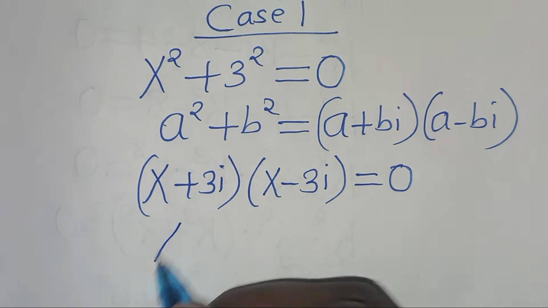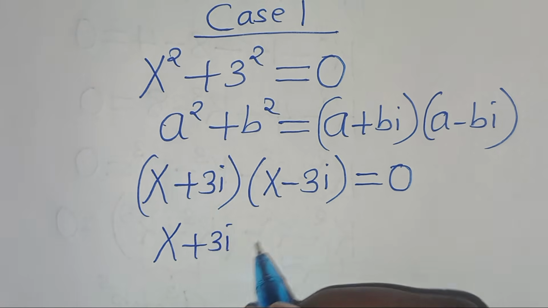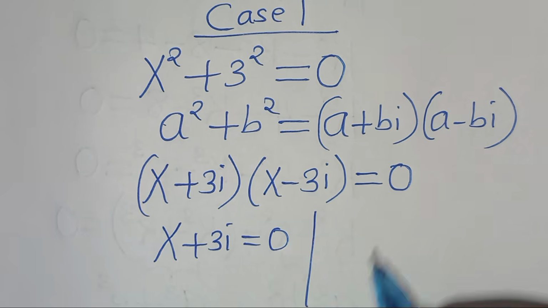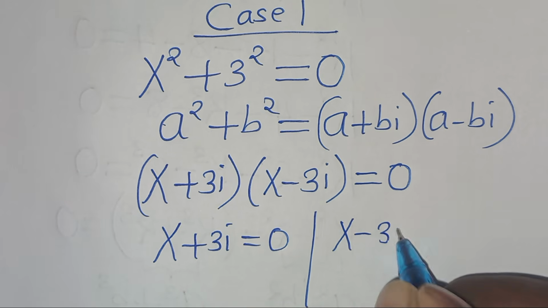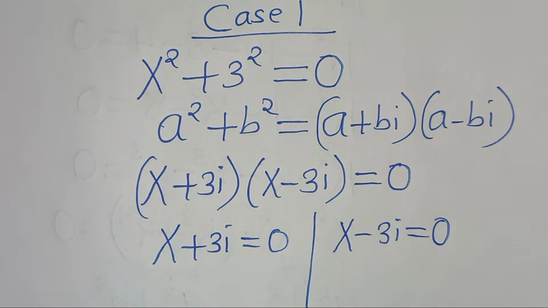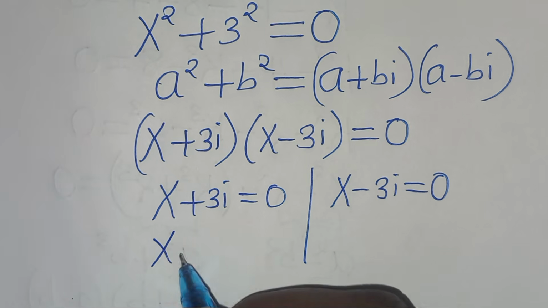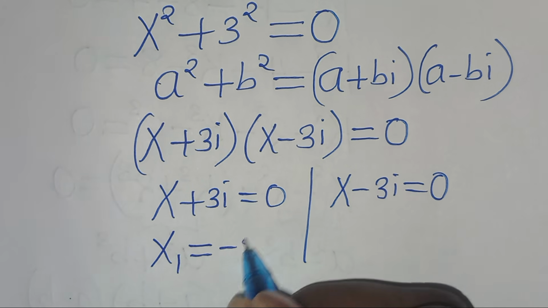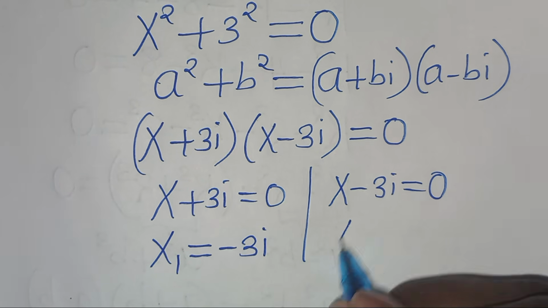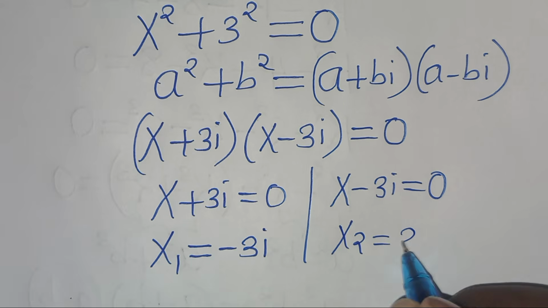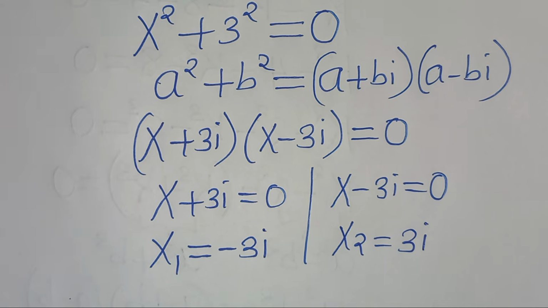So therefore, we have x plus 3i. This is equal to 0. And we have x minus 3i. This is equal to 0. So this means that x1 is equal to minus 3i and x2 is equal to 3i.